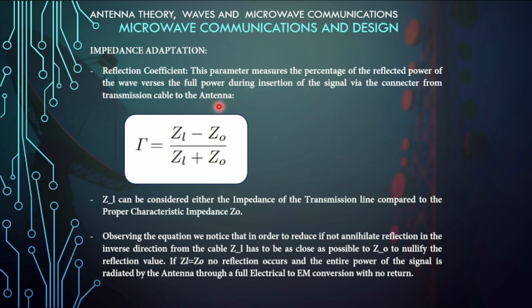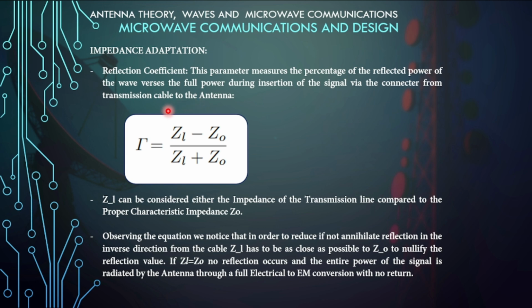This parameter measures the percentage of the reflected power of the signal or the wave versus the full power during insertion of the signal via the connector from transmission cable to the antenna. So basically, this is the ratio between the power that has reflected back from the connector and is actually interfering with the incident signal versus the full power of the original impacting or incident signal.